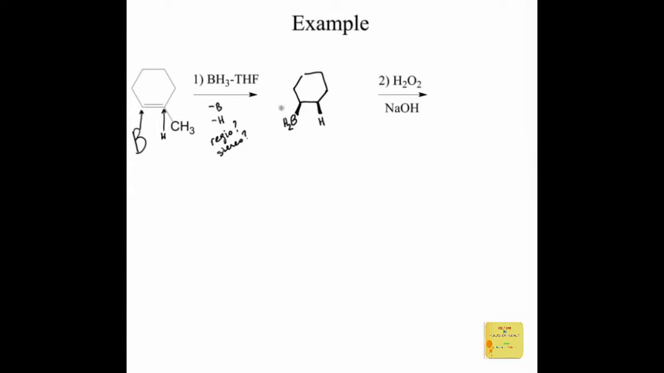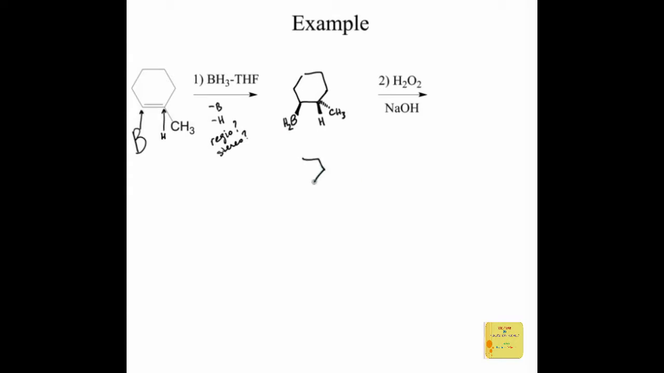Now, if I add the hydrogen to the top face, what happens to this methyl group? This CH3 can no longer be in the plane anymore. This is a tetrahedral carbon. That methyl group gets pushed back, gets pushed down. So it can add to the top face, or it can add to the bottom face. So it's your choice whether you want to show them both as wedges or both as dashes.